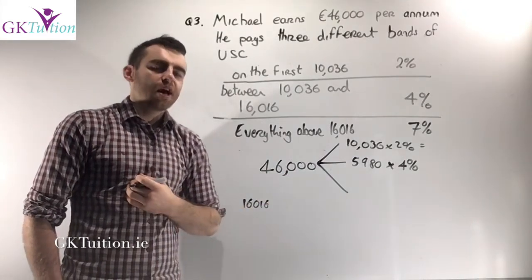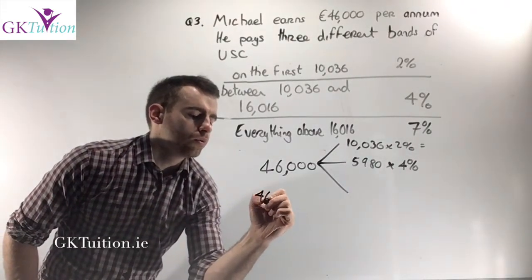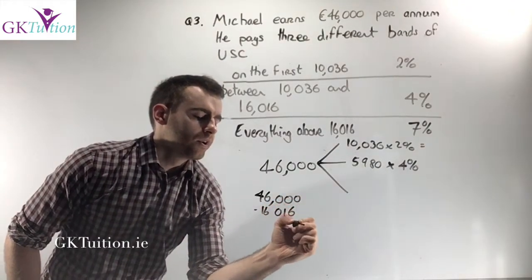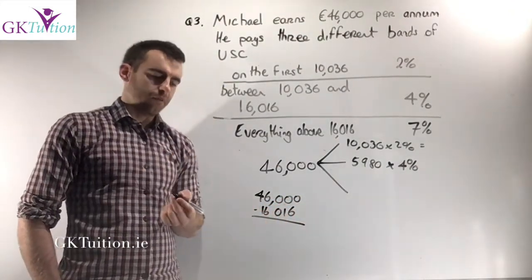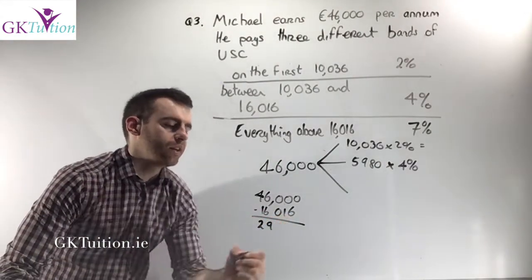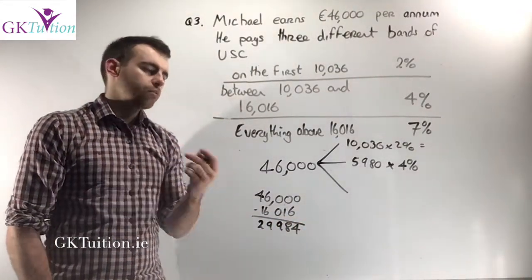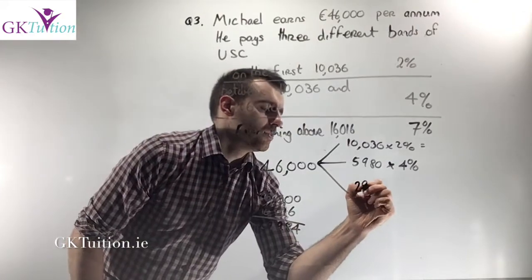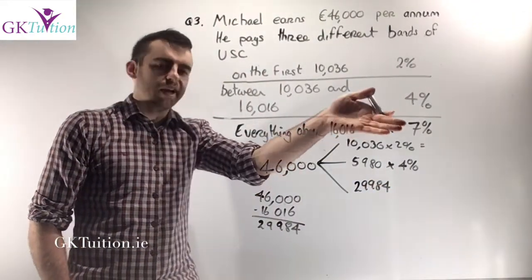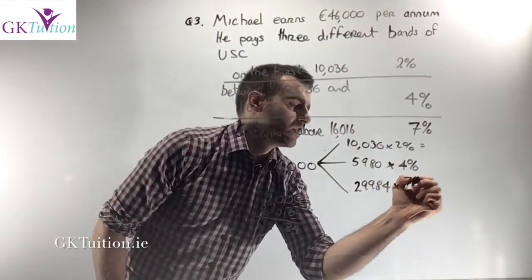I need to work out how much is remaining. So in this case, his total gross income was 46,000. We've already accommodated for the first 16,016 of his income. And that tells me that what's remaining for him to pay USC on is €29,984. There's a remaining €29,984 for which he needs to pay the higher rate of USC, which is 7%. So he's going to pay 7% on that.